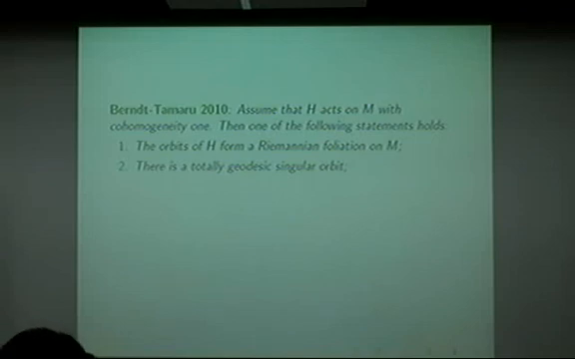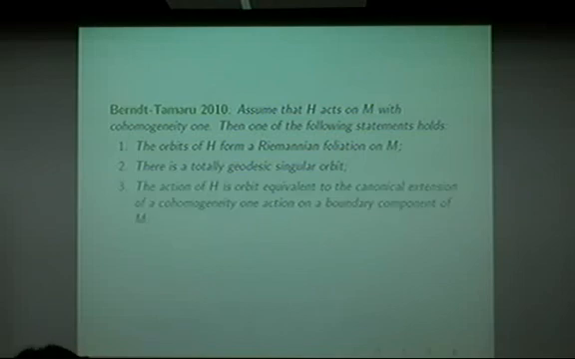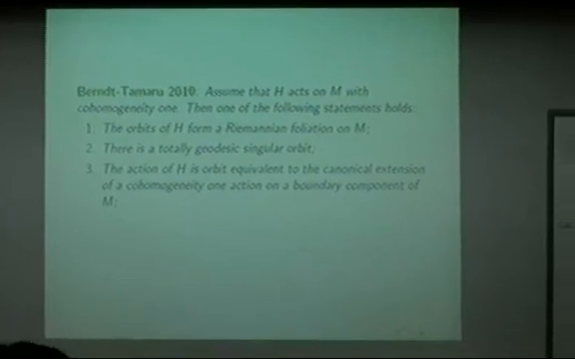The problem was, what are homogeneous hypersurfaces which have a focal set which is not totally geodesic? That caused us a lot of headache. And for this we have produced then this conceptual approach, and there are 2 ways to get such homogeneous hypersurfaces. One is the action of H is orbit equivalent to the canonical extension of a cohomogeneity 1 action on a boundary component of M. Now, let me say first, what do we mean by canonical extension?